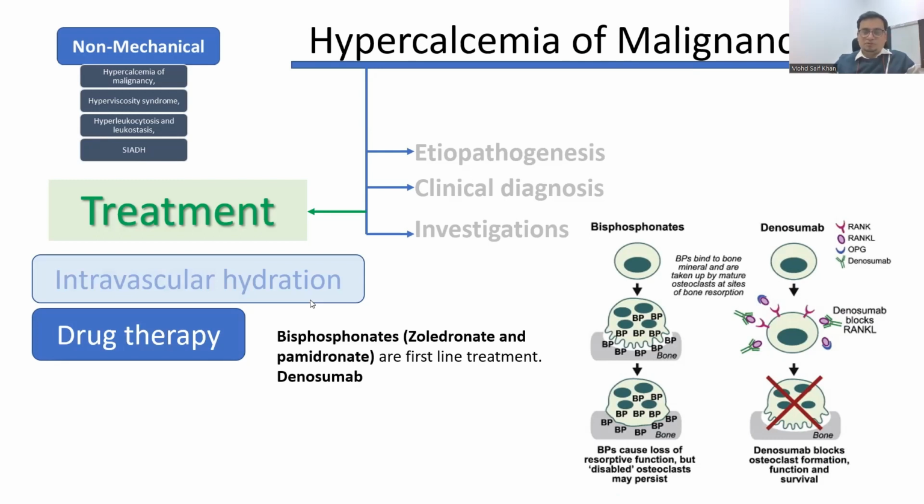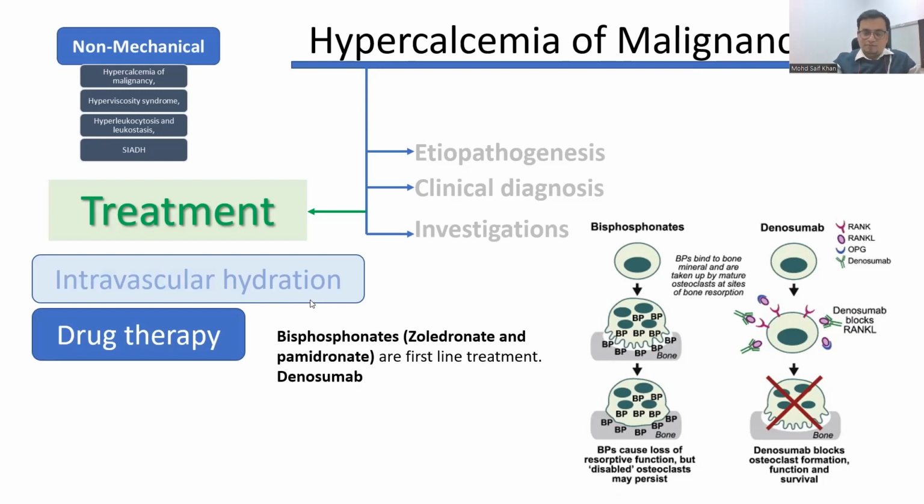But remember that bisphosphonates can cause acute kidney injury. If it is already there, then they can worsen it. So you need to hydrate well before you start bisphosphonate. Don't start bisphosphonate in dehydrated patients. You need to start after you have corrected the dehydration.